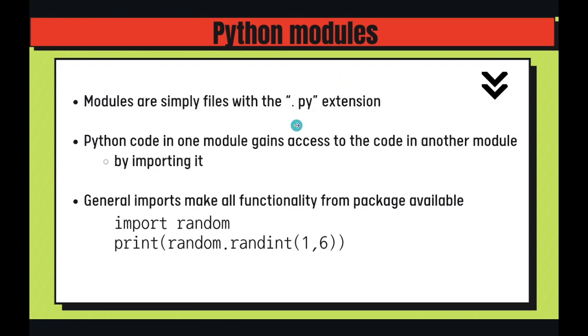And this is a good example here. So the random function is in the random module. So we say import random, and then once we've imported it, then we can call the random function there. This is one way of doing the import. There are other ways too.